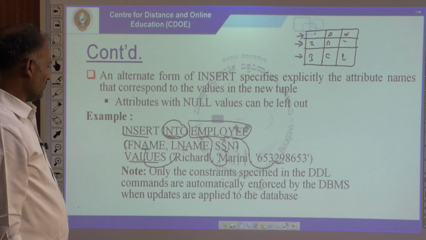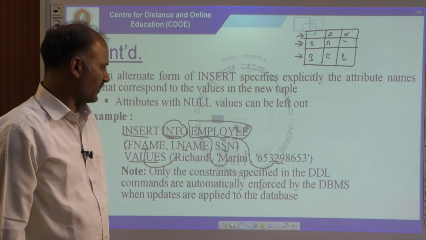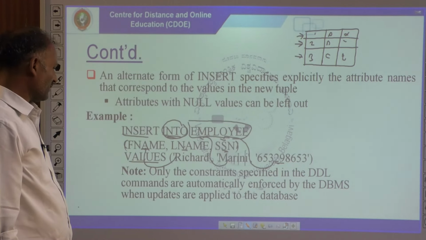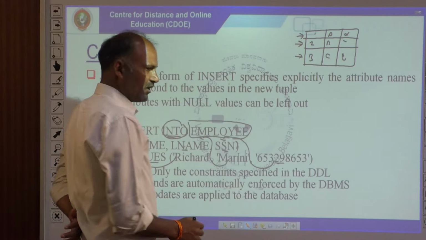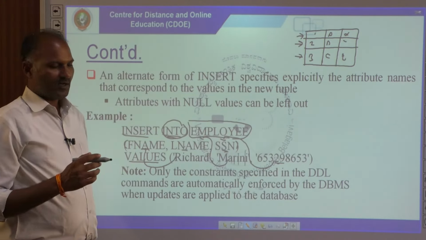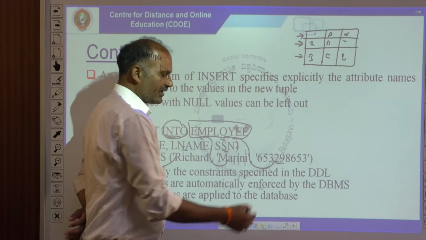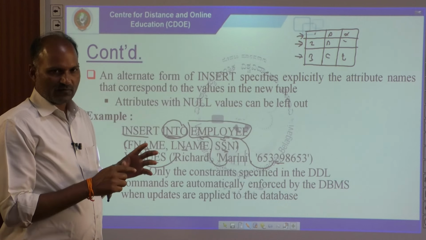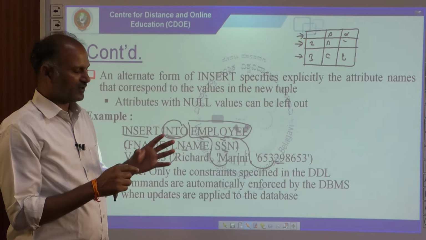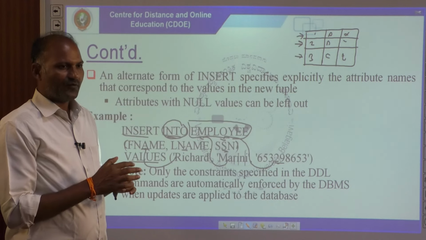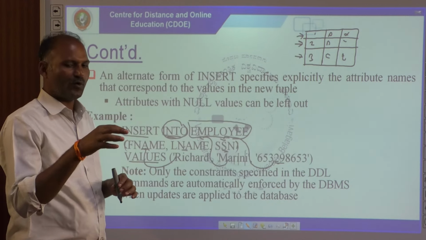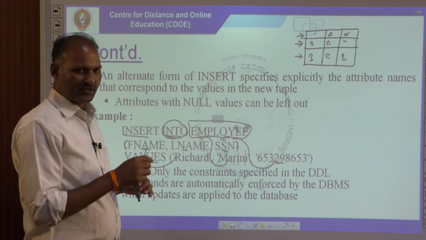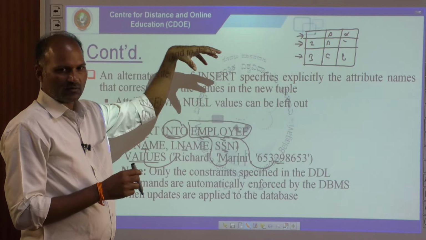Now, note that only the constraints specified in the DDL commands are automatically enforced by the DBMS when updating or uploading to the database. It means that we should be very careful while inserting the values. So, what is DDL? DDL is the data definition language. It is used to create the layout, or the outline, of your table. While creating a table, we impose certain rules onto the table. So, while inserting records to the table, those rules will be verified.